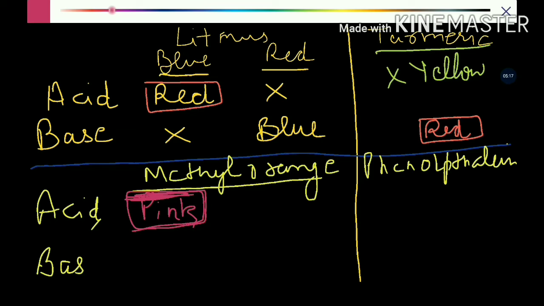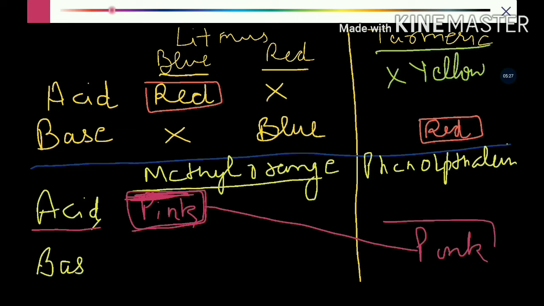So the opposite is for phenolphthalein. If acids turn pink in methyl orange, then base will turn pink in phenolphthalein. So turmeric and phenolphthalein work the same way, that is, they will work opposite to that of the other indicators.